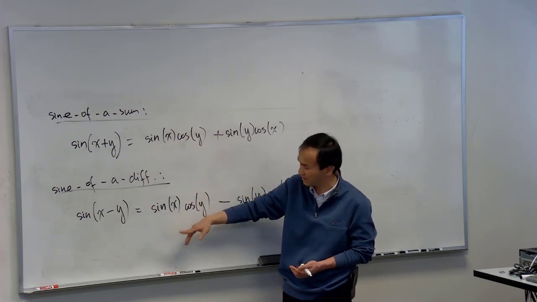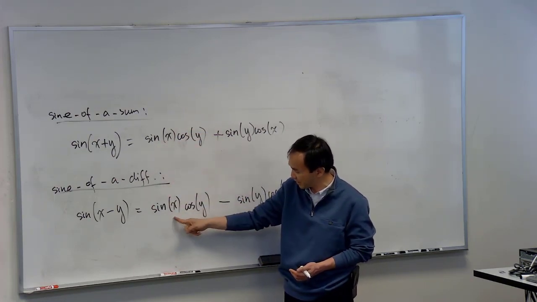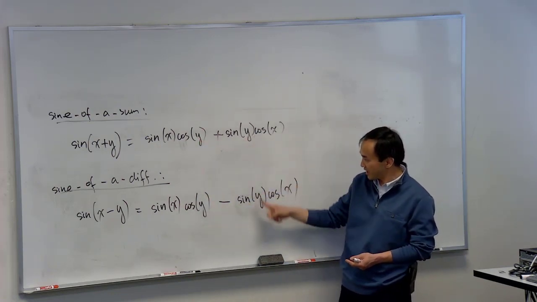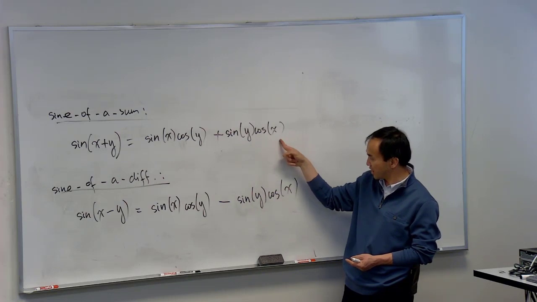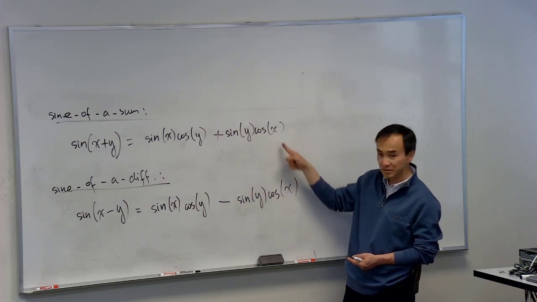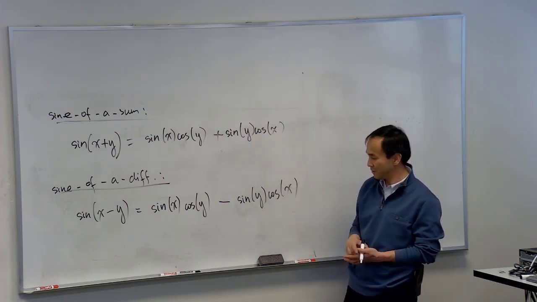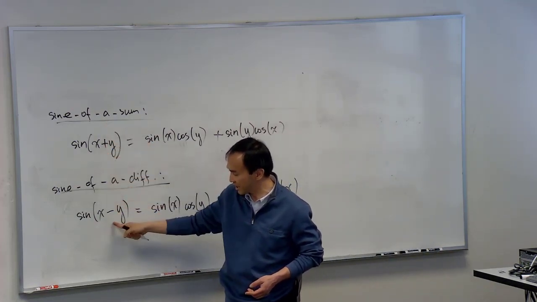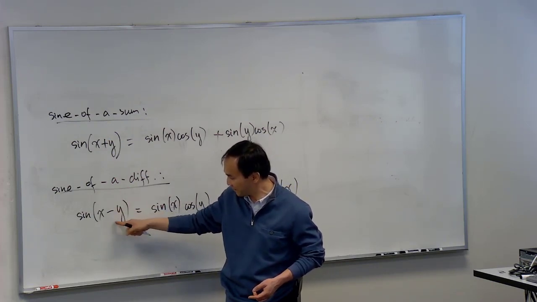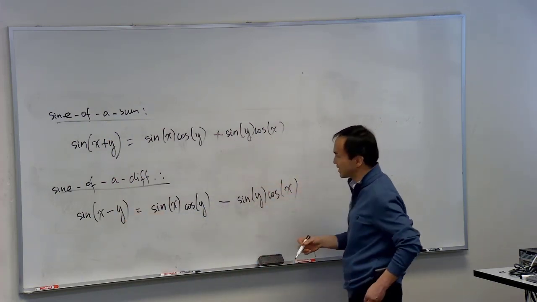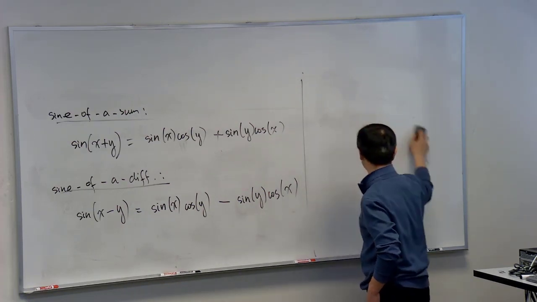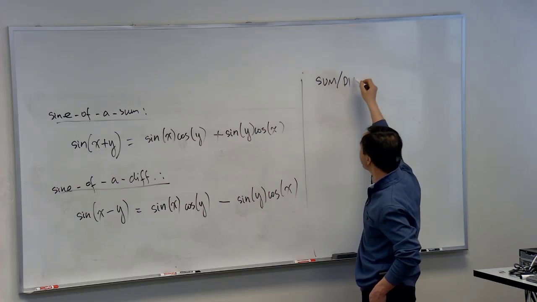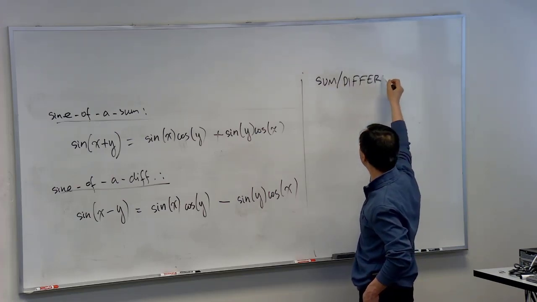What common things do we have here? Sine of the first angle in product with cosine of the second angle, and then sine of the second angle in product with cosine of the first angle. See what I'm saying? The only difference is whether it's sine of a sum or sine of a difference. Usually many textbooks write the formula like this. This is why we call it sum or difference. The title of our discussion topic is sum or difference identity.